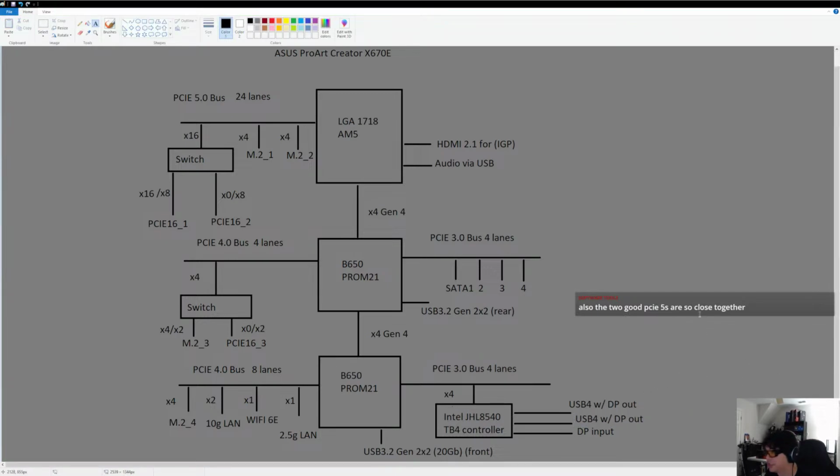Okay, so that's the full diagram for that. Also, the 2 good PCI 5 are so close together. Yes, and it has the X8 and the X8 capability on the PCI 5. But this is a pretty solid motherboard considering what it has, because you do get full support for 2 Gen 5 drives, no sharing, no lanes getting split, and all that stuff. So full bandwidth.